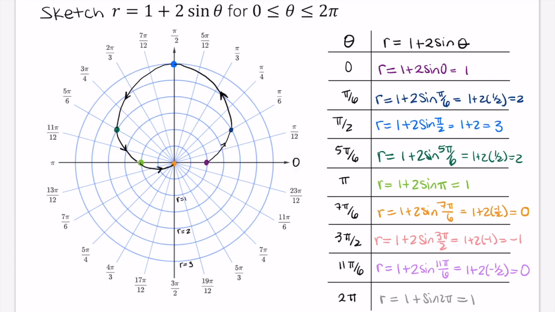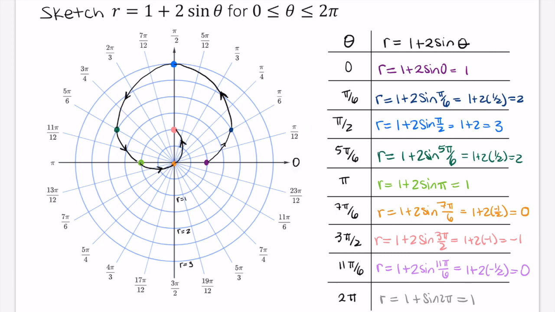Okay, so now let's look at 3 pi over 2. 3 pi over 2 has a terminal side right here. And we're told we want a radius of negative 1. Well, here's a radius of 1. Negative 1 is right here, so draw your point right there. And let's connect this. There we are.